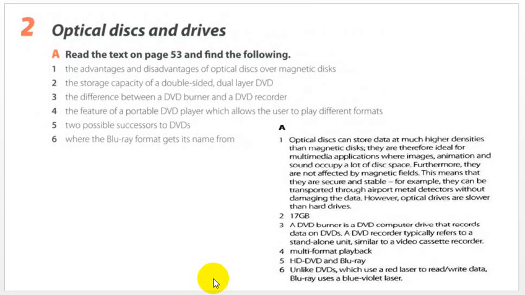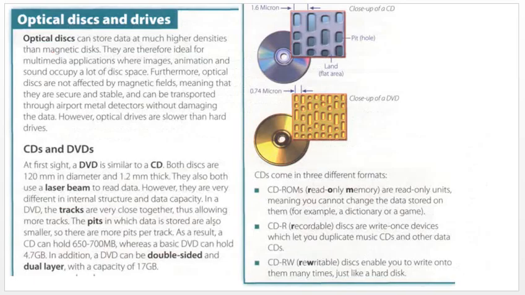Okay, let's go for reading section. In reading section we have optical disc and drives. Optical disc can store data at much higher densities than magnetic disc. They are therefore ideal for multimedia application where image, animation, and sound occupy a lot of disk capacities.